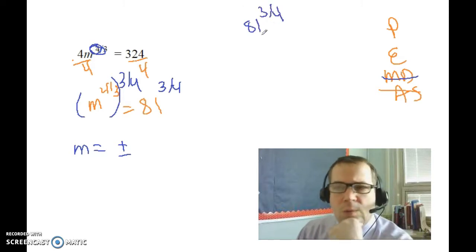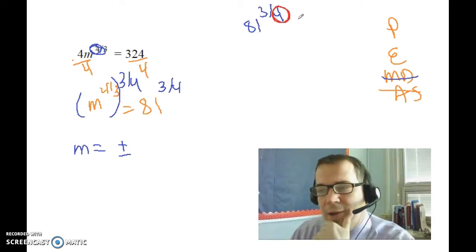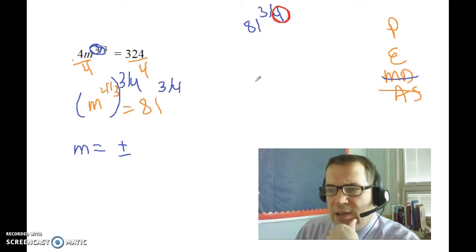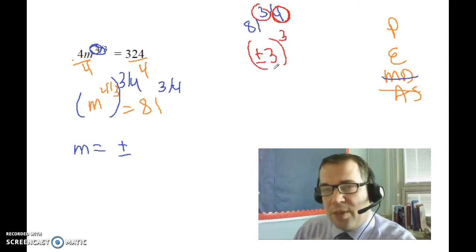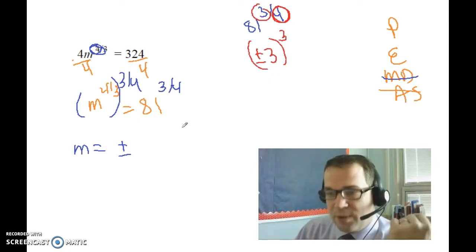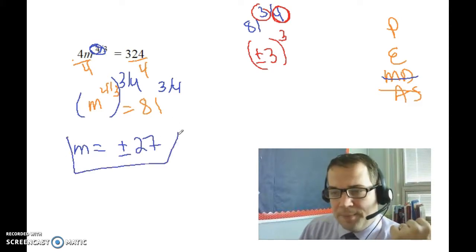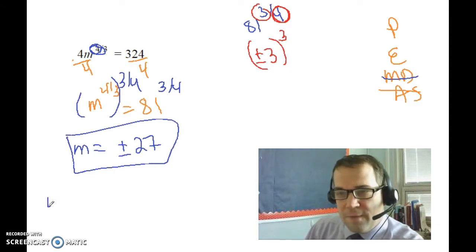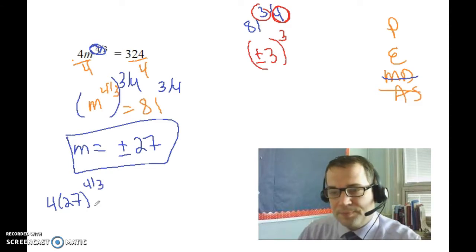So I'm thinking, what would multiply by itself this many times to make 81? And both 3 and -3 do that. So that'd be plus or minus 3. And I would take that to the 3rd power. So 3 to the 3rd is 27, -3 to the 3rd is -27, so we have plus or minus 27 as our final answer.